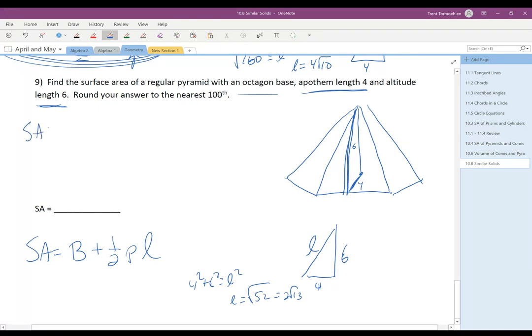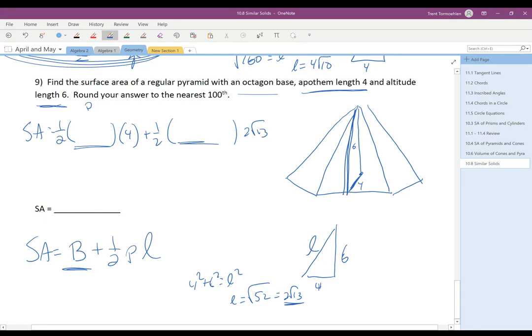But the other two we don't know. And so the area of the base, well, it's an octagon, and you could do it a couple different ways, but I'm just going to go ahead and use trig for this. And so it's going to be 1/2 PA, 1/2 times the perimeter times the apothem. We know the apothem is 4. And so this is perimeter here, plus 1/2 the perimeter. So notice how these are the same. So knowing the perimeter of this base is going to be super important, times L, which is 2 root 13.